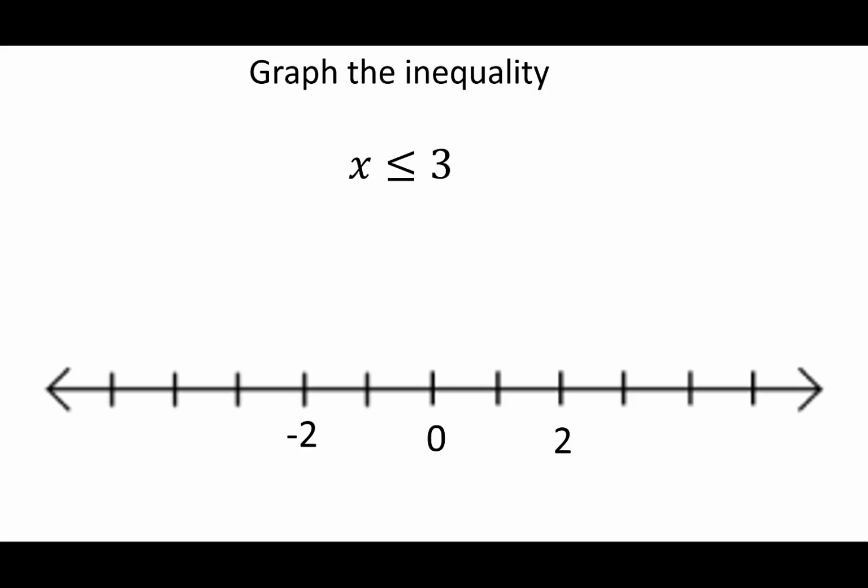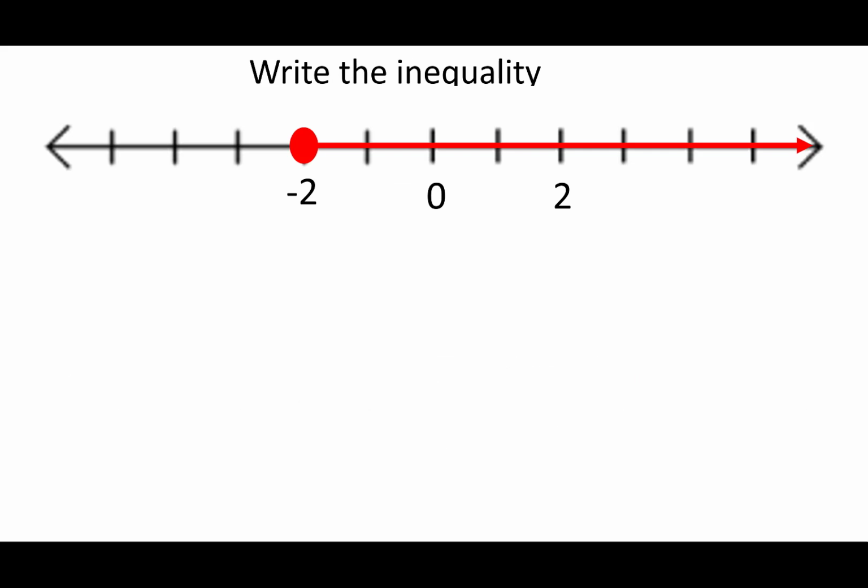Looking at our next example, we've got x is less than or equal to 3. So again, our dot goes at 3, and it is a closed dot because of the equal to sign. Now we are going to shade everything that is smaller or less than 3. Okay, so that's how we graph these inequalities. So now let's look at writing the inequalities from a graph.